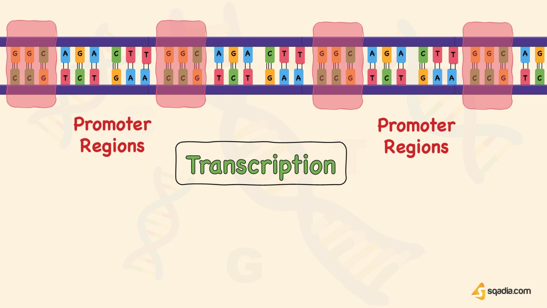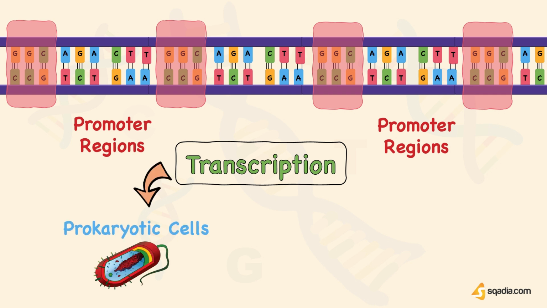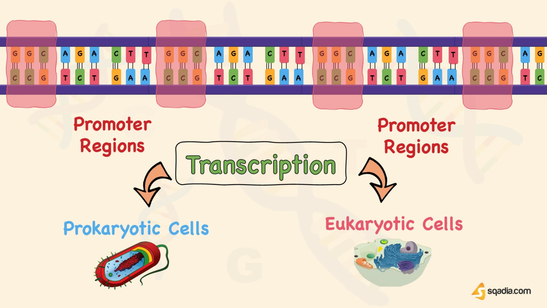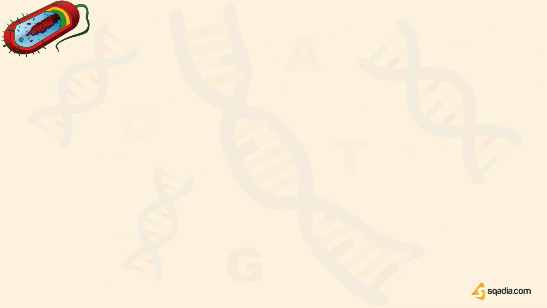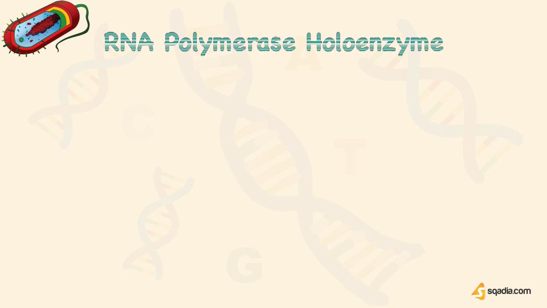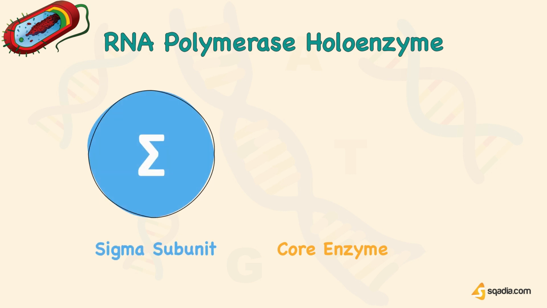Now remember that transcription occurs in two types of cells: prokaryotic cells and eukaryotic cells. Let us first discuss the prokaryotic cells. In prokaryotic cells, the promoter region binds to RNA polymerase holoenzyme. RNA polymerase holoenzyme has further two parts: core enzyme unit and sigma subunit.